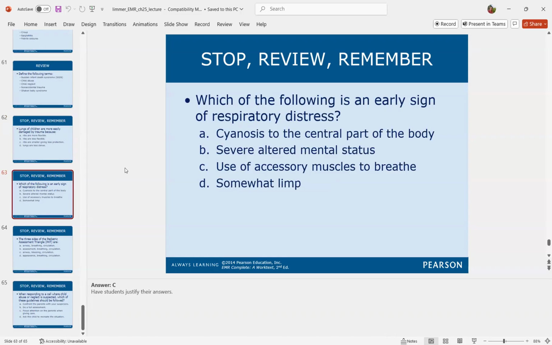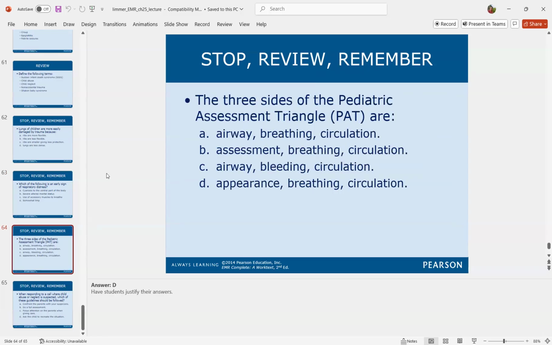Which of the following is an early sign of respiratory distress? So using the accessory muscles to breathe. That again is going to be like mid-clavicular, intercostal muscles between the ribs, the sternal area. And if you see any of that, they're having difficulty breathing. Three sides of the pediatric assessment triangle, or the PAT triangle, is our appearance, how do they look, our breathing, and our circulation. So that's D.